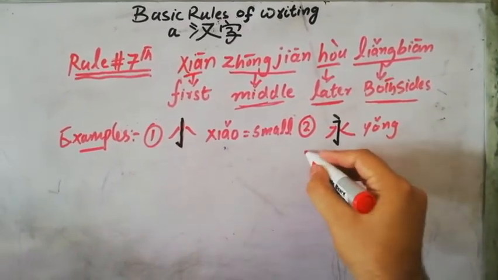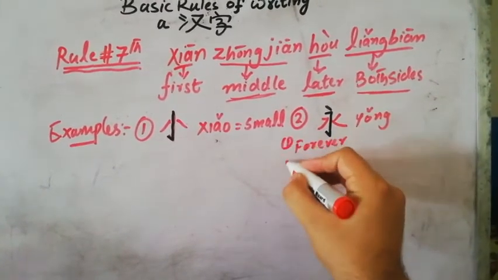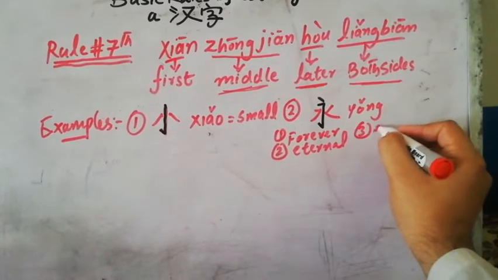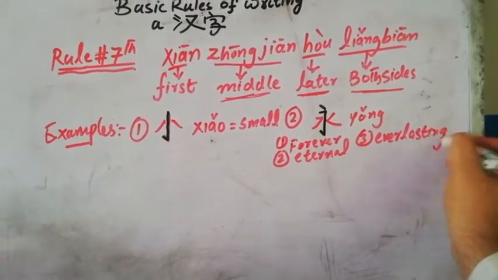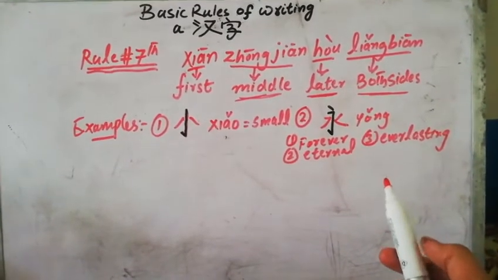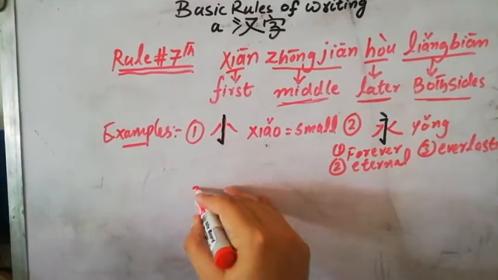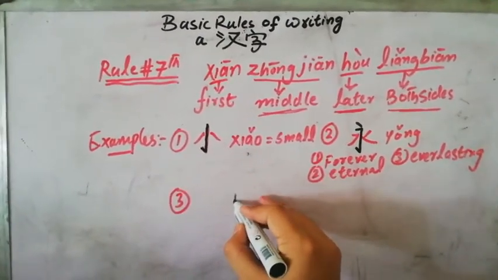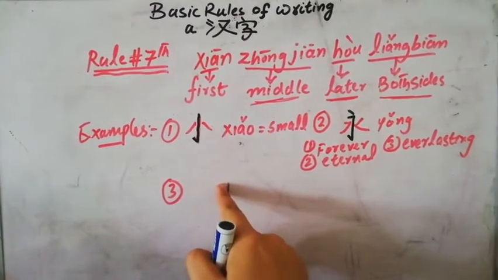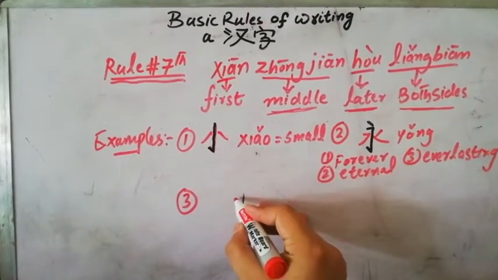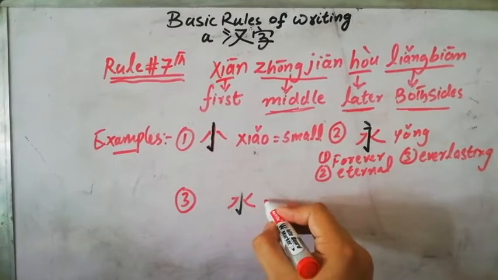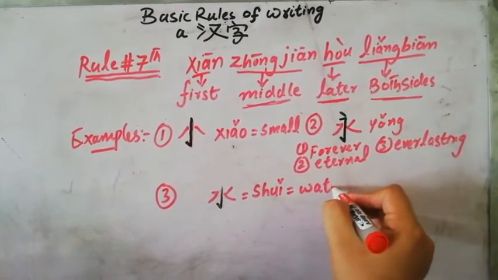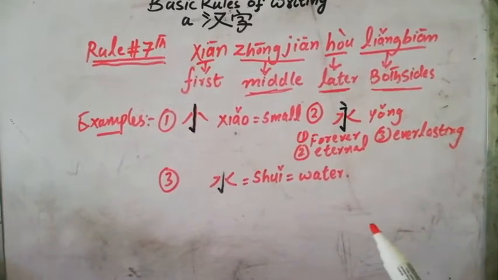Okay, and this means yong. Yong means, one meaning is forever. Second meaning is eternal. Third meaning is everlasting. So, you understood now? Let's just discuss another example. I wrote this one first, and then, you see, so it means shui. Shui means water.